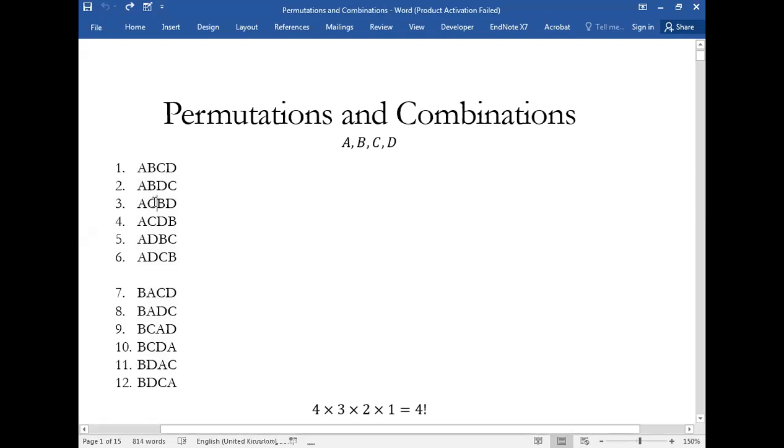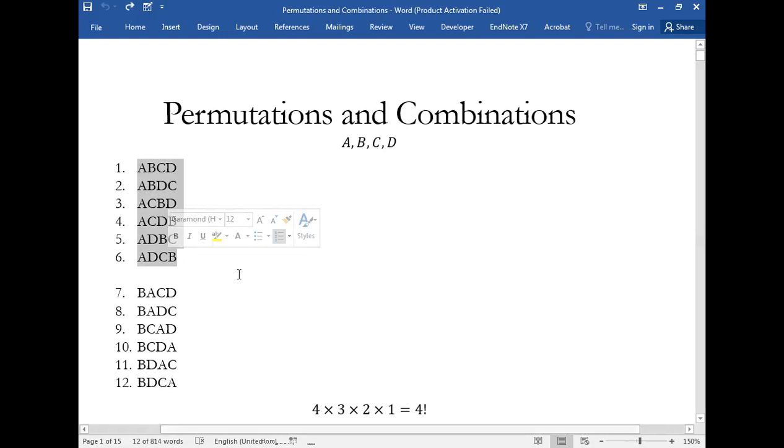और then let's change the second one, A, C, उसके साथ B, D and D, B. Then A, D, B, C and C, B. Is that right? With A as the first one, I have these 6 arrangements.